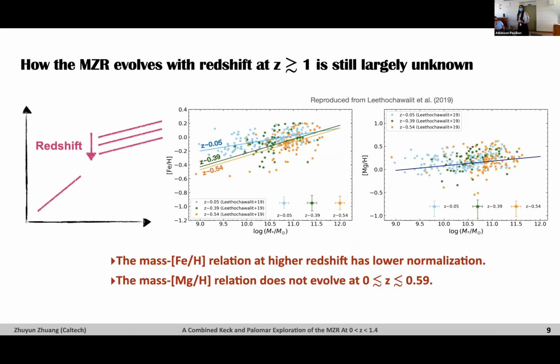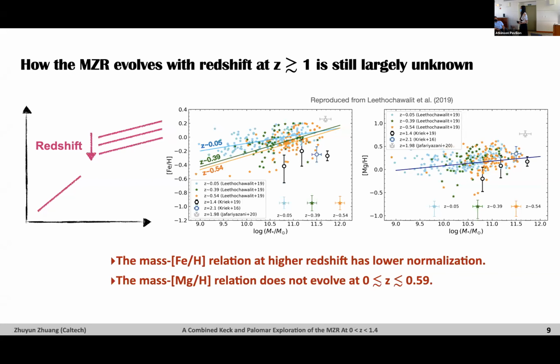Now let's take a look at the high-mass MZR for massive galaxies at different redshifts. Beverage et al. measured the MZR for individual quiescent galaxies at different redshifts and found a redshift evolution for the iron MZR, but they didn't find any redshift evolution for the magnesium MZR. But whether this redshift evolution can really apply to galaxies at higher redshift is still largely unknown, mainly because there are very few metallicity measurements for these high-z quiescent galaxies.